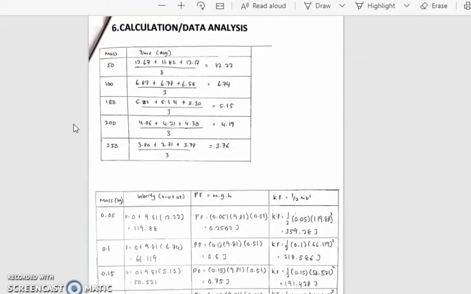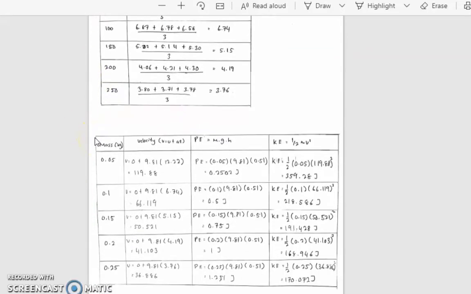After that, we go through velocity. The formula for velocity is V equal to U plus AT. Use this formula to get the velocity value, and for every mass we get the value by using the formula of velocity.